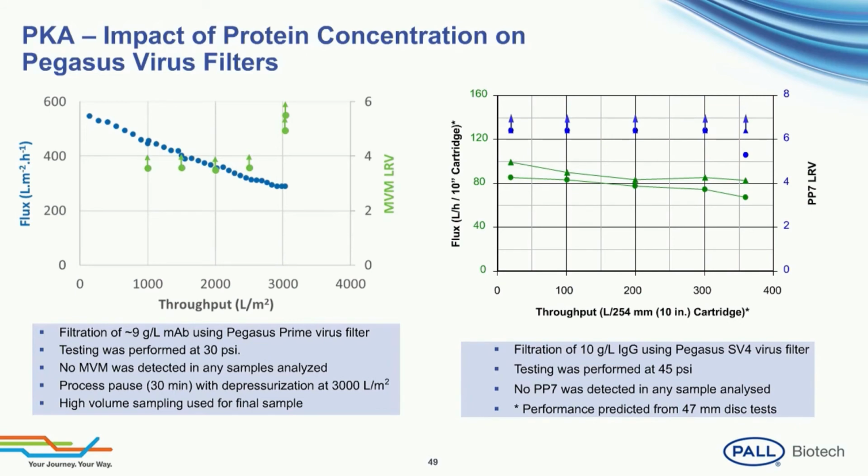And for the final sample, high volume sampling was used after 3000 liter per meter square. The right-hand graph depicts the performance of SV4 virus filter. The study was conducted with 10 grams per liter of IgG, which was quite challenging because it was not filtered as well. And testing was performed at 45 psi, and we can see that no PP7 was detected in any samples analyzed, and you can see that it is more than 6 log reduction.